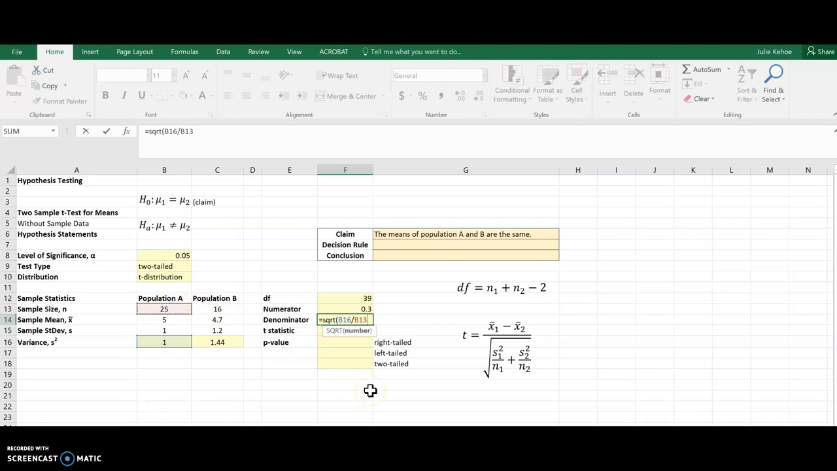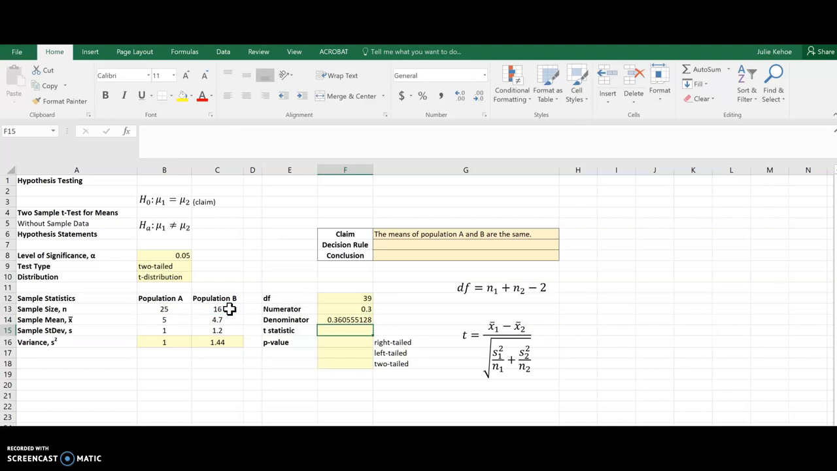I just took a timeout and I am back to finish this problem. So we were calculating the denominator. I took the variance of the first sample and divided by the sample size. And then I'm going to add to that the variance of the second one, divided by its sample size. Close off those parentheses, and there is the denominator.